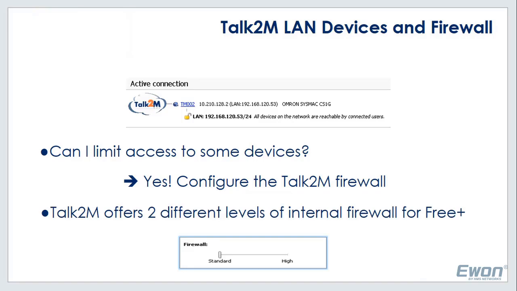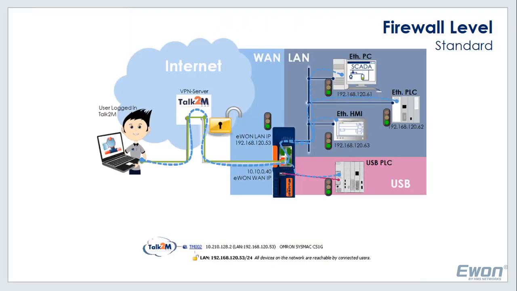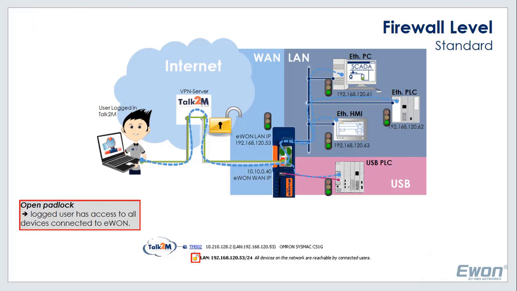For Talk2M Free Plus accounts, there are two levels of Talk2M firewall available: Standard and High. The Standard firewall level is the default firewall level for all new EWANs added to a Talk2M account. With the Standard firewall, all devices on the EWAN's LAN are accessible through an eCatcher connection. When you connect to an EWAN in eCatcher, if its firewall level is standard, you will see an open padlock in the active connections display.